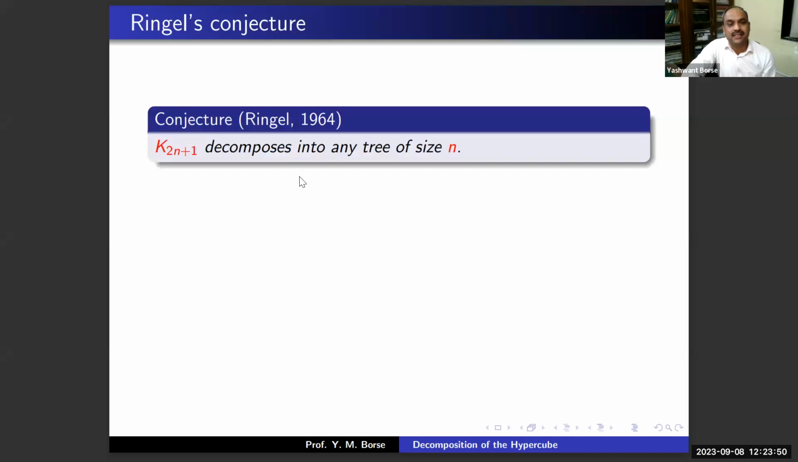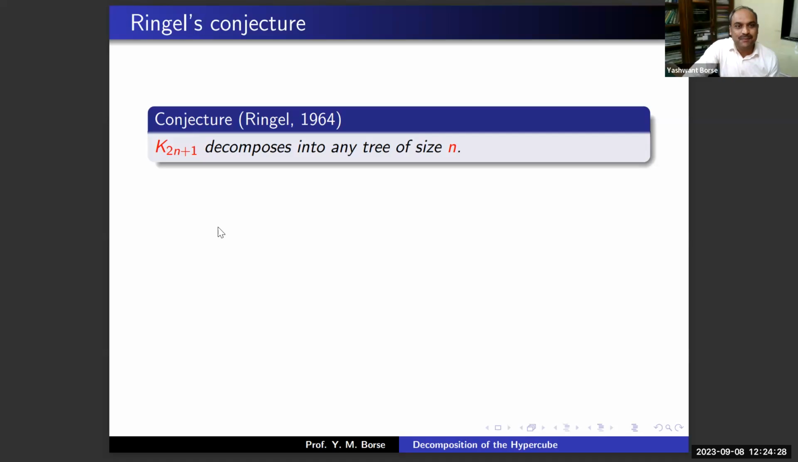There is a famous conjecture in graph theory, and I think in mathematics also. It is called Ringel's conjecture. It says that the complete graph K2n plus 1 decomposes into any tree of size n. Size means number of edges, right? You take any tree with n edges, and this complete graph can be decomposed into copies of that tree. This is a simple, straightforward conjecture. One may say it is so easy, right?